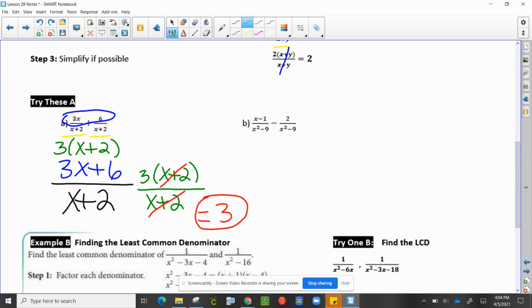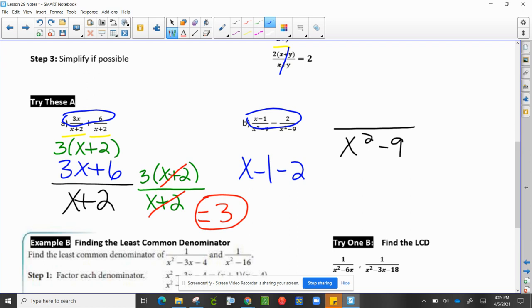All right, I'm going to have you start B, and then we'll talk about whether we can simplify it at the end. Again, your denominator is already the same, x squared minus 9, so we don't have to worry about finding a common denominator. All you have to do is subtract your numerators. So take x minus 1 and subtract 2. What do you get for the numerator there?